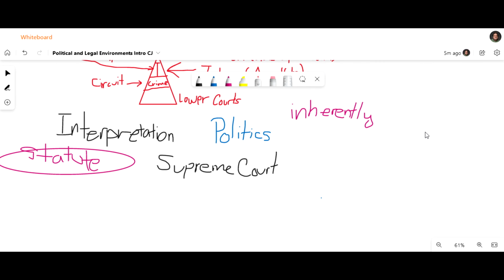So there are some issues with this, and that's kind of what I want to dive into here. I said it before, these are all just people. We have our opinions. Supreme Court justices make decisions from their worldview.